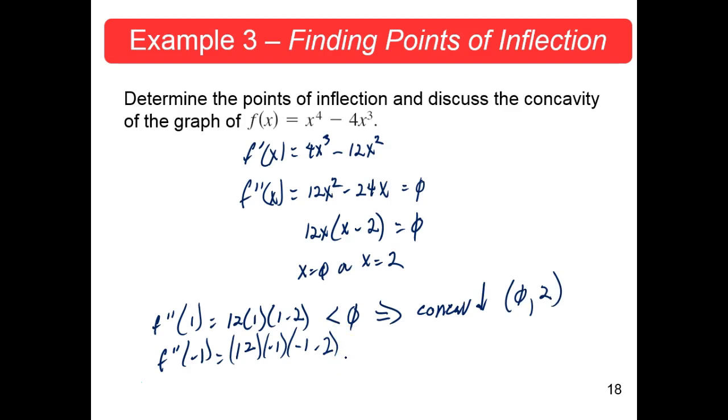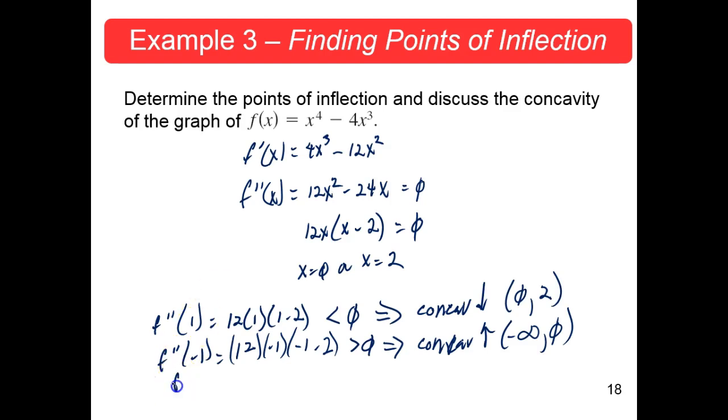Now what can you tell me about that one? That's positive because this is a minus, that's going to be a minus. So this is going to be greater than 0. And what does that tell you? It's concave up. Where? Okay, negative infinity to 0. Always start with the lowest one first. Okay? And what else? Are we through? No, we're not.